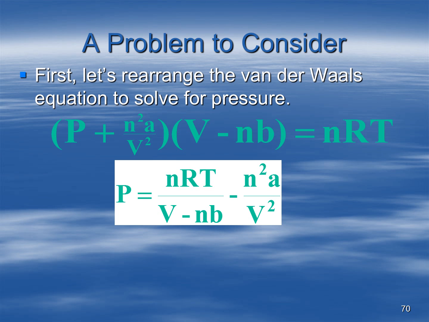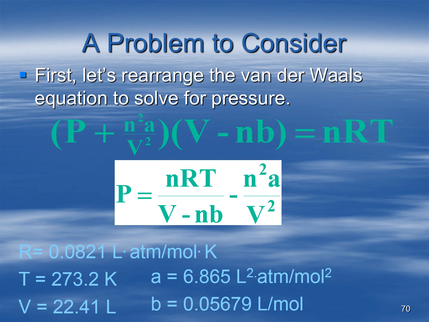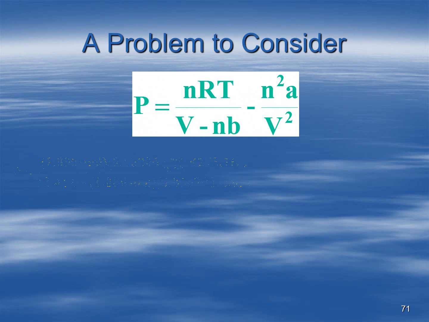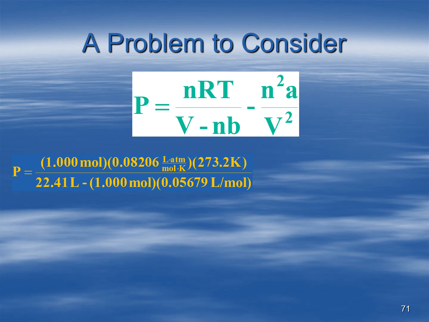And now we know that, of course, R is 0.0821. We know the temperature, standard temperature, 273.2 Kelvin. The volume, 22.41 liters. We know what little a is. We know what little b is. It's not written here, but the number of moles is 1 because that was given in the problem. So little n is 1. So now let's plug it in. All right, so 1 times 0.0821. They threw that in there.